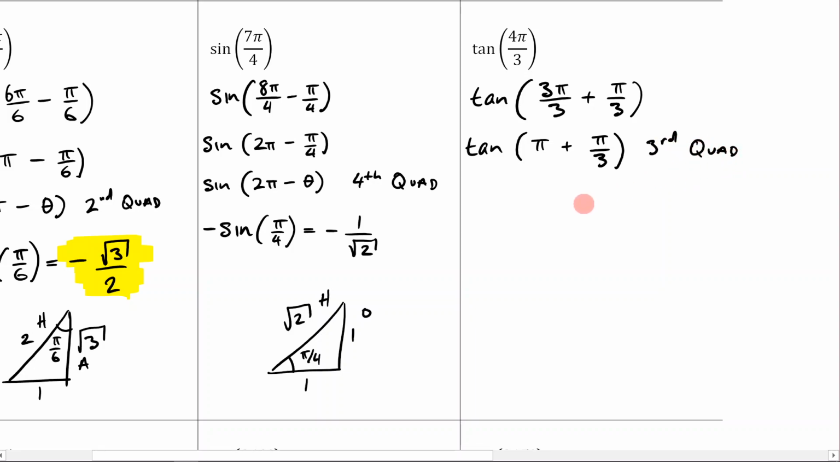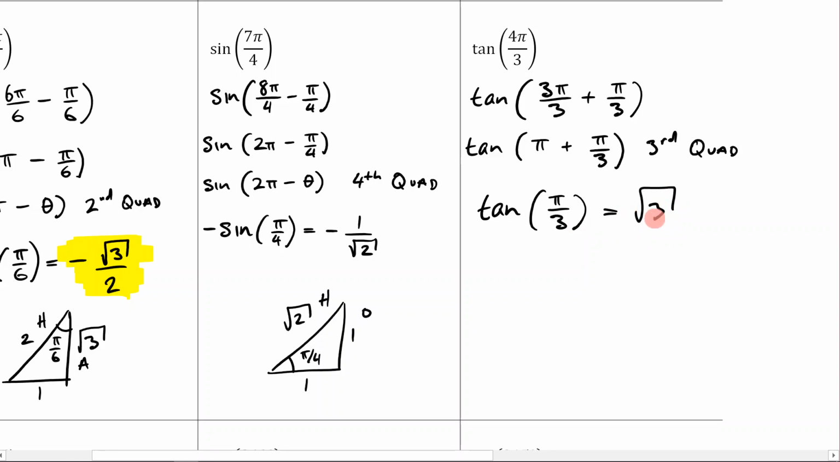And if it's in my third quadrant, what we can then do is ask ourselves the question, is tan positive or negative in my third quadrant? Tan is actually positive in my third quadrant. So my answer is going to be tan of pi on 3. Tan of pi on 3 is going to be the square root of 3.